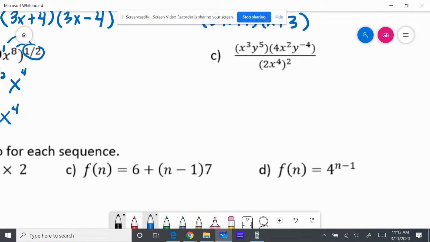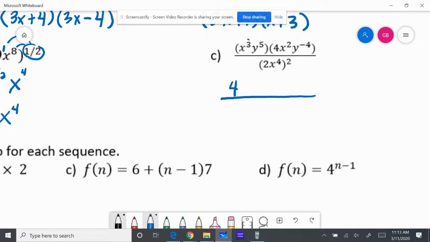And finally, letter C, this one's more involved. Okay, so in the numerator, I'm going to multiply those expressions. In the denominator, we have a power of a power. So we have two different things going on. Let me draw a fraction bar. Focusing on the numerator first, there's only a 4, so you bring down the 4.